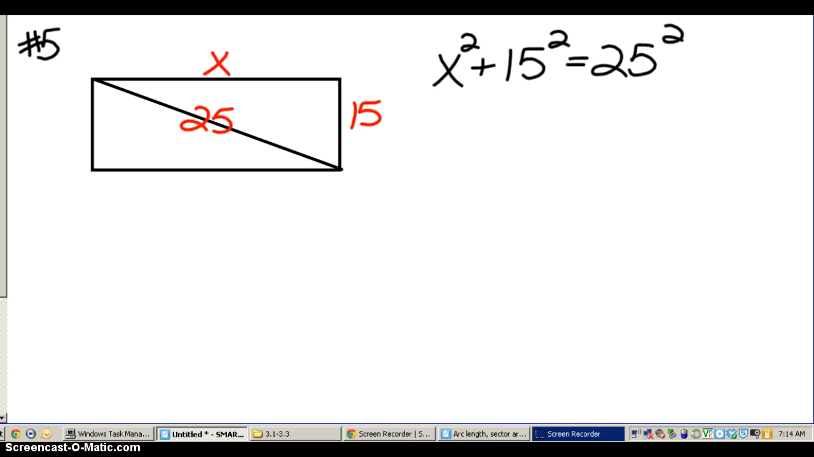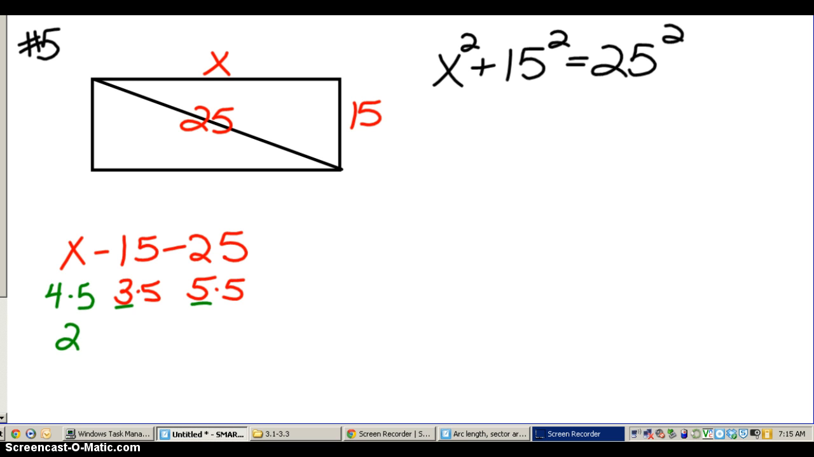So when I look at this, I say, okay, is it at all possible that I have a triple? So common factors would give me a 3 times 5 and a 5 times 5. So that 3, 4, 5 is being increased 5 times. So x is 20. And you can go ahead and confirm that with Pythagorean theorem if you'd like.